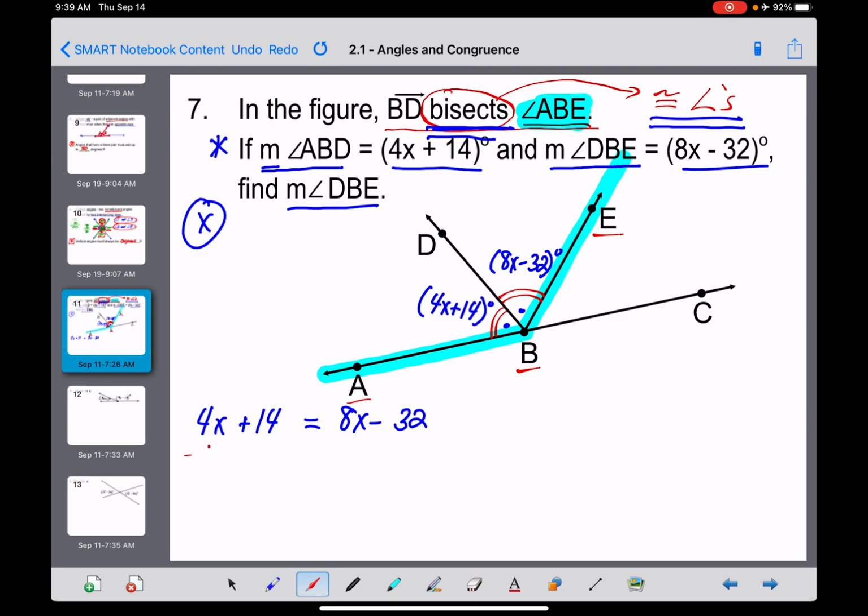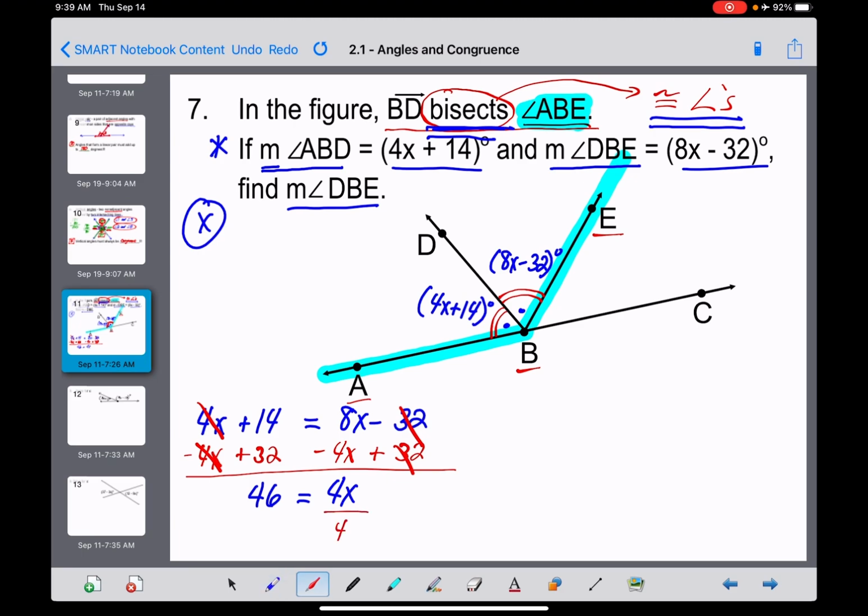4x is smaller than 8x, so I'm going to subtract 4x from both sides. And if all my variables are going right, I want all my constants to go left, so I'm also going to add 32 on both sides. The 4x's cancel on the left, the 32s cancel on the right. 14 plus 32 is 46. 8x minus 4x is 4x.